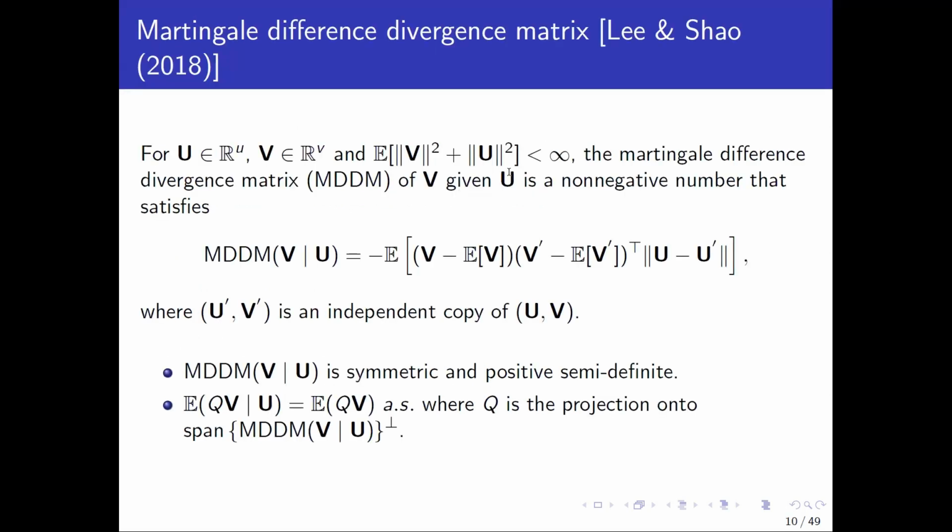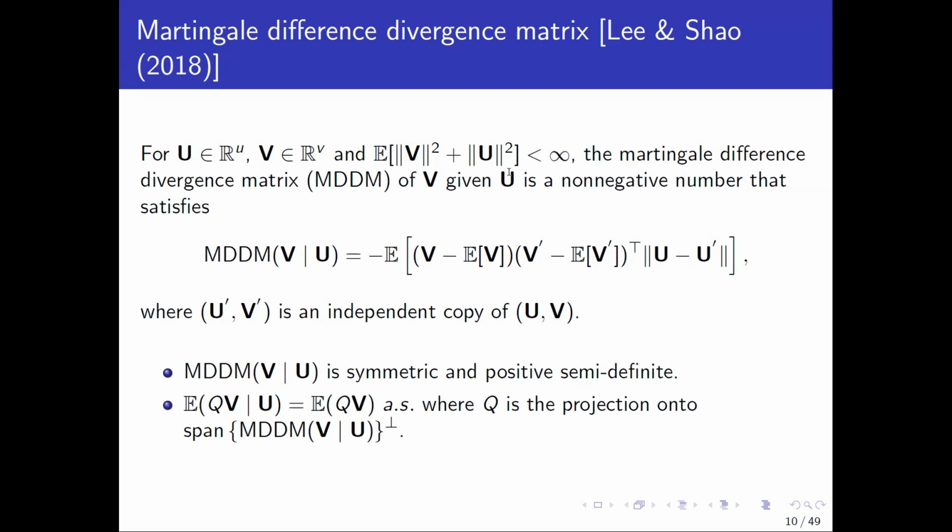All right, so this is one existing metric which was proposed by Li and Xiao in 2018. It is called the martingale difference divergence matrix, and shortly I will call it MDDM. This MDDM is defined for two random vectors, and if I have a finite second moment for the two random vectors, I have a nice form for this MDDM of V given U. It is defined over here, where V prime and U prime are an independent copy of V and U.